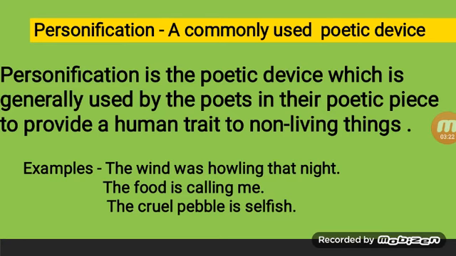The second one is: the food is calling me. How can food call someone? It is a human trait provided to the food. It means that the food is very tasty and I want to eat it and I am desperate to eat it. So the food is calling me. A human trait is provided here also. And similarly in the last example also: the cruel pebble is selfish. So the character traits of a human are given to a non-living thing, that is pebble. I hope that this is very much clear to you all. So let's proceed.